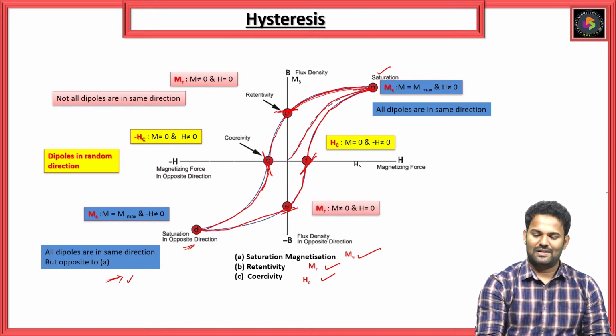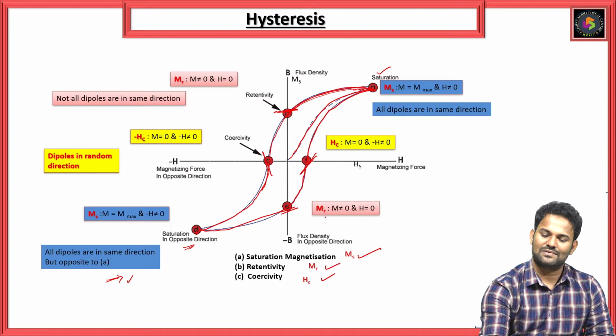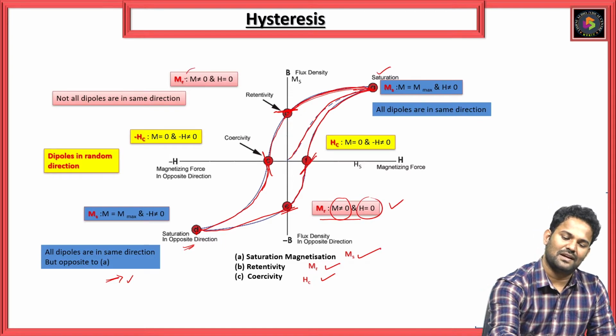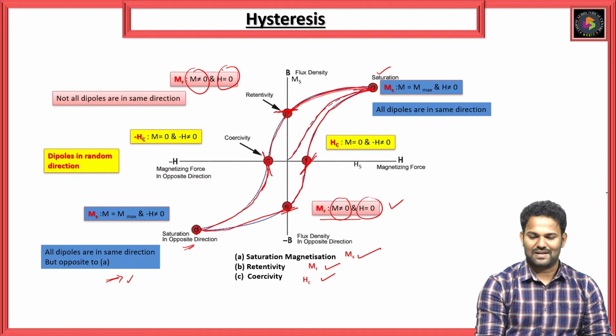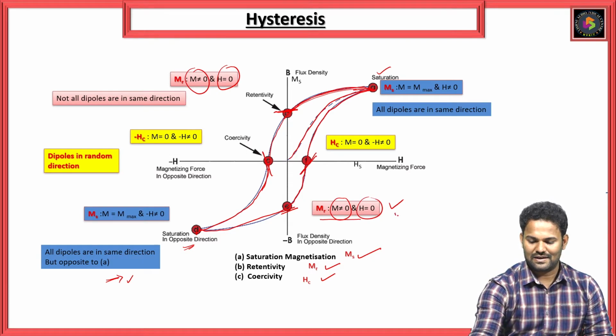So MR is also there on the negative side. On the negative side we also receive an MR value, where M is not equal to 0 but H is equal to 0. Same thing in the positive direction: M is not equal to 0 but H is equal to 0, and this one is in the negative direction.